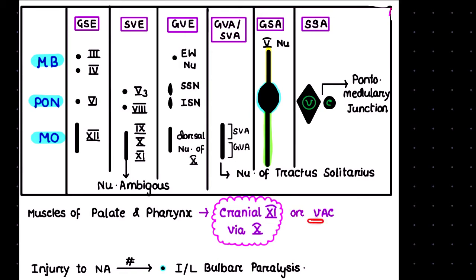And this is also called VAC. What is this VAC? This is the vago-accessory complex. Why vago-accessory complex? Because of the vagus nerve and our cranial accessory nerve.